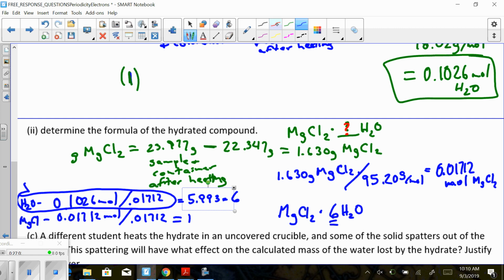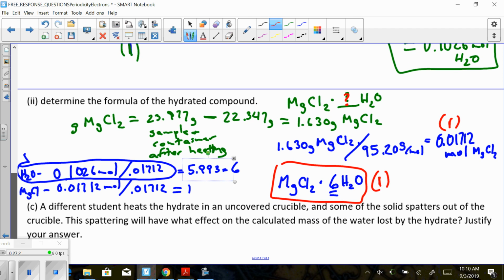You would earn, let's see, 1 point for finding the number of moles of magnesium chloride, and 1 point for getting the correct calculation, and or getting the correct chemical formula supported by calculations. Again, as long as you're consistent with previous answers, this answer will be taken.